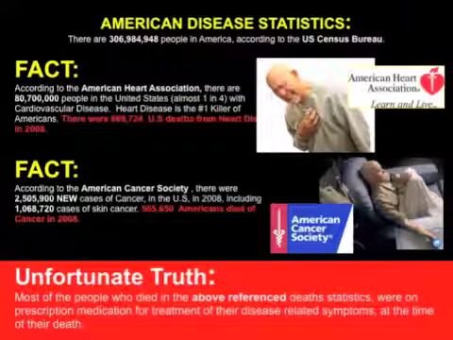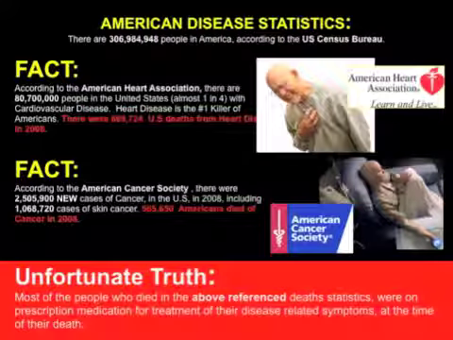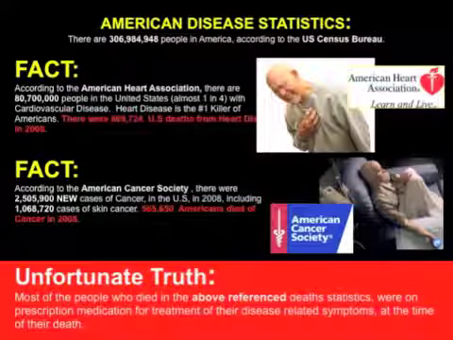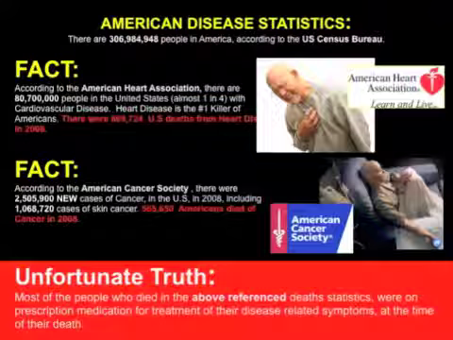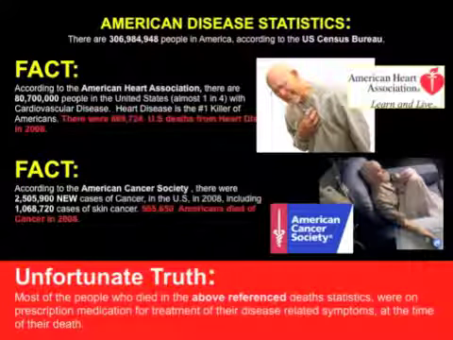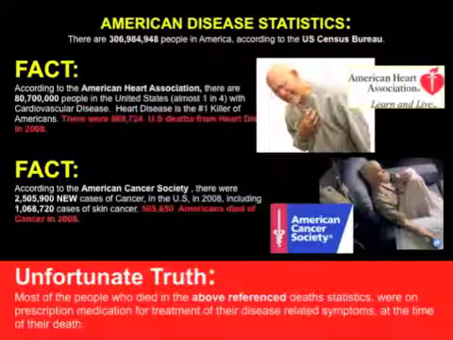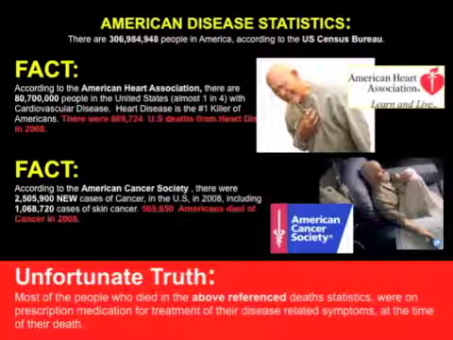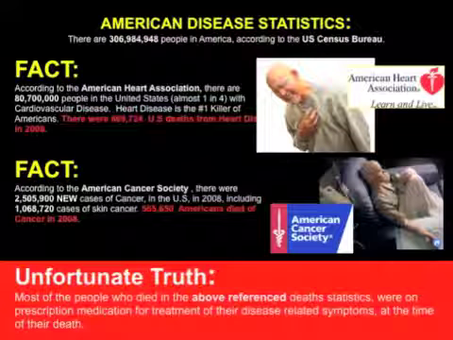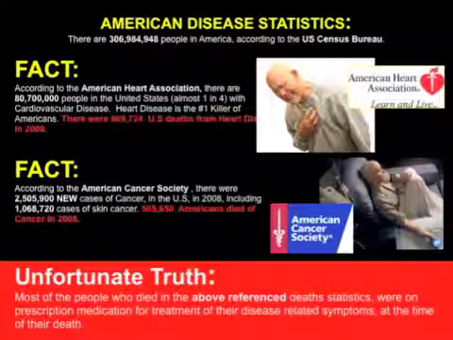So let's talk about some statistics. In the United States, the current population is 306,984,000 and change. That's how many people live here in America. Well, let's put some statistics in place here. Fact, according to the American Heart Association, there are 80,700,000 people in the United States, which is almost 1 in 3, with cardiovascular disease. Heart disease is the number one killer of Americans, and in 2008 there were 869,724 deaths from heart disease alone in this country.